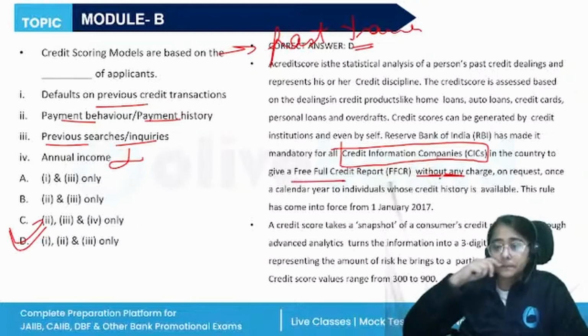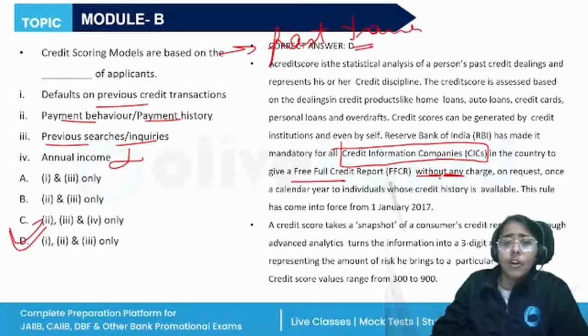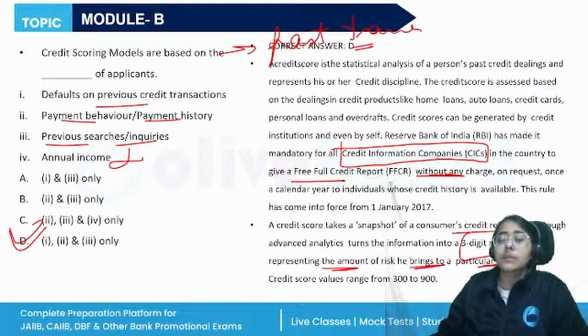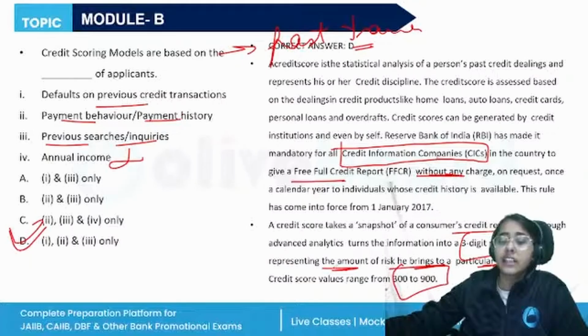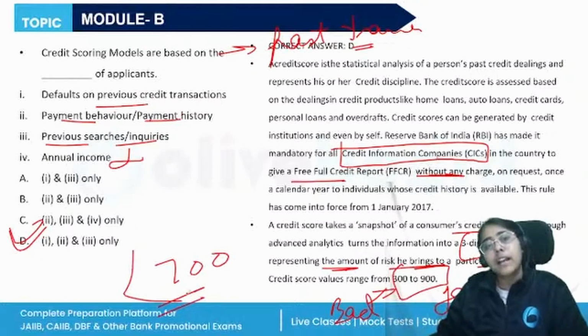Right? So, the credit score is a statistical analysis of the qualitative behavior of the customer. Using regression and statistics, we transform it into a three-digit number representing the amount of risk the customer brings. So the credit score values range from 300 to 900. 300 is a bad score, 900 is a good score. Any score above 700 will be considered appropriate by the bank to give out a loan.